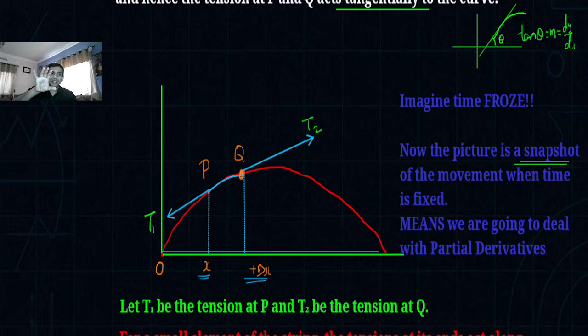Since we are freezing time, that means we are making one variable constant, we are going to deal with a partial derivative, not the ordinary derivative. There are two variables x and t. You already know two variables x and t. But since we are freezing time in this picture, we are talking about the change in x by treating t as a constant. That's a partial derivative.